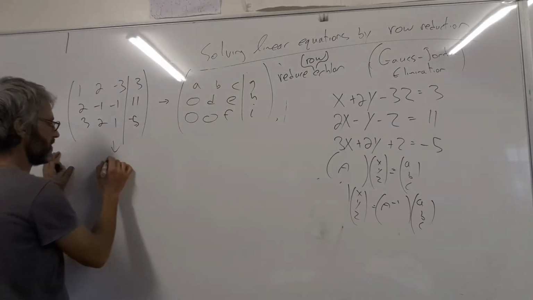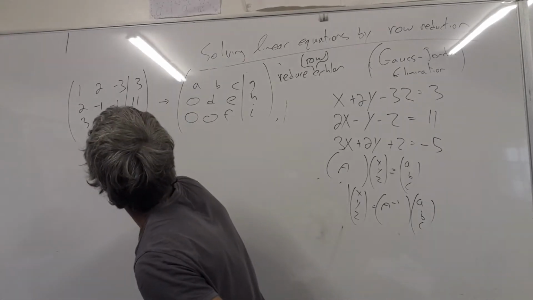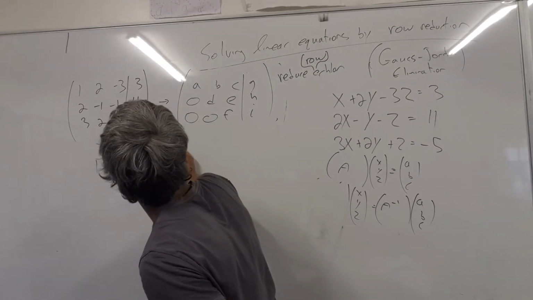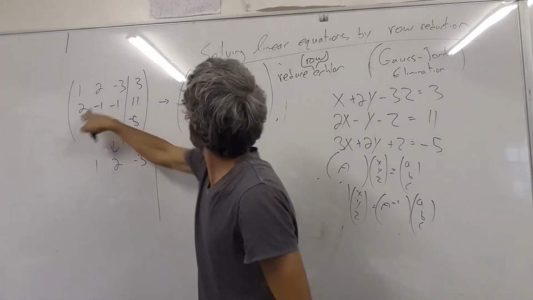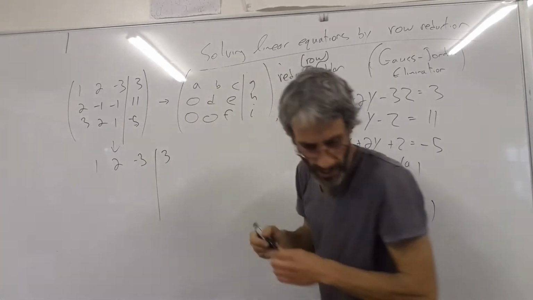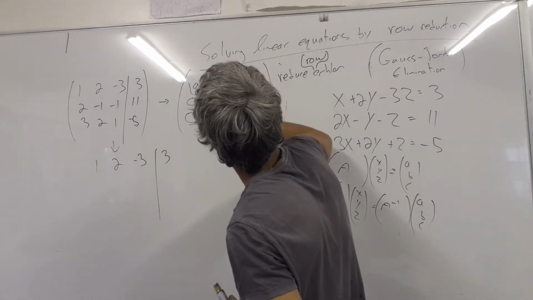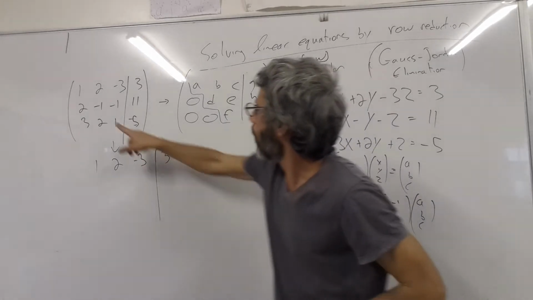Okay, I'm going to start here. Can I stand here? I'll stand up. All right, 1, 2, minus 3, 3. Now, I want to get rid of that 2. I want it to be 0. Reduced echelon, by the way, it looks like a step. You want it to have a step. Okay? So I want to get rid of that 2.